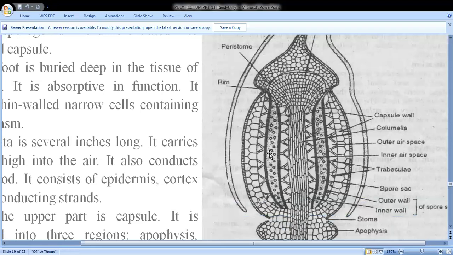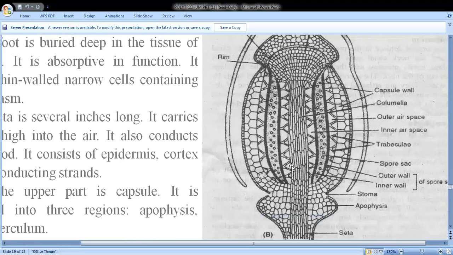This is about the sporophyte. Then the upright branches of the protonema are green and develop into the gametophore. The underground branches of the protonema are colorless and form the rhizoids. Okay, so that gametophore develops as a gametophyte. This is about the Polytrichum sporophyte. Have you understood? Any doubts?